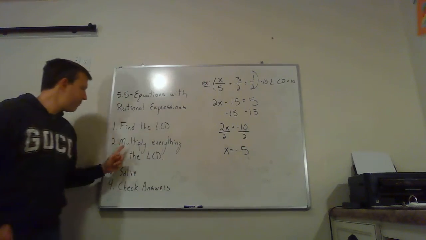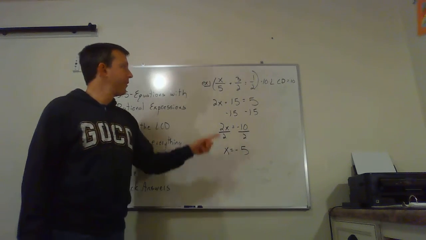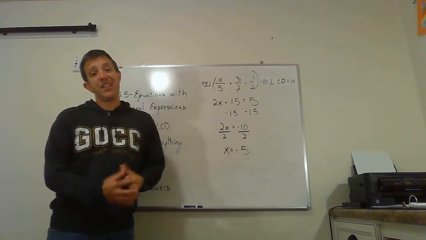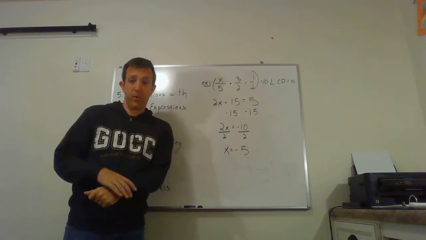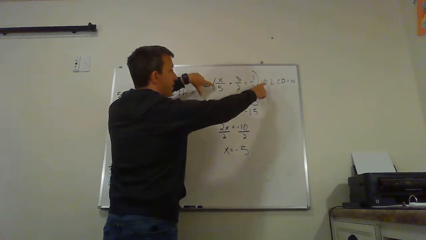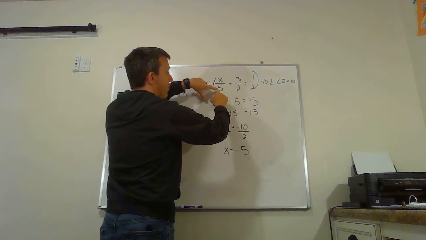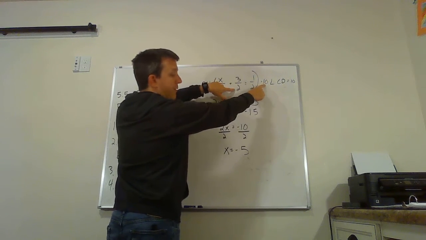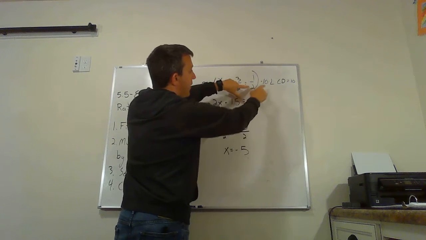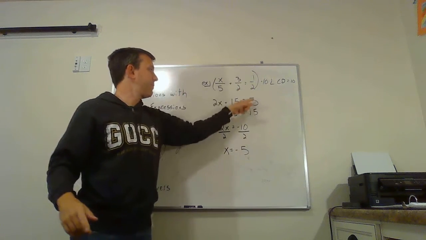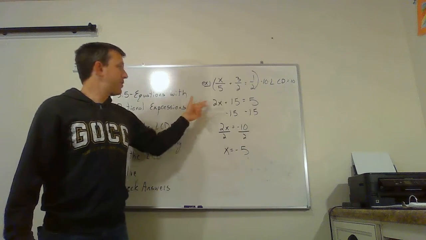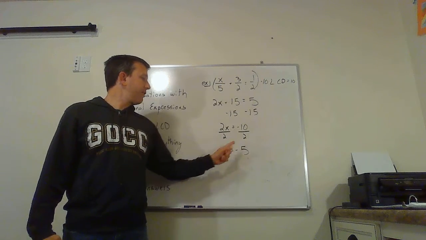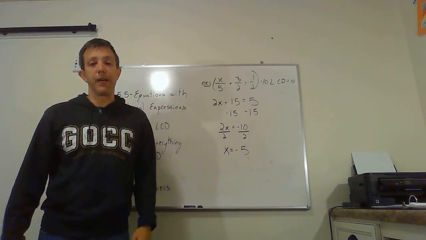So step 2 said multiply everything by that common denominator. In this case, it's 10, so you'll notice I multiplied everything by 10. Now, I didn't write that out, so you might need to go back and work your way through this, but basically I took every one of these and multiplied by 10. Okay, so 5 and 10 reduce, leaving a 2, so I get 2x. 2 and 10 reduce, leaving a 5. 3 times 5 is 15. And again, 2 and 10 reduce, leaving a 5. 1 times 5 is 5. So I get this much nicer looking equation. 2x plus 15 is equal to 5. I subtract my 15, divide by 2, and I get an answer of negative 5.